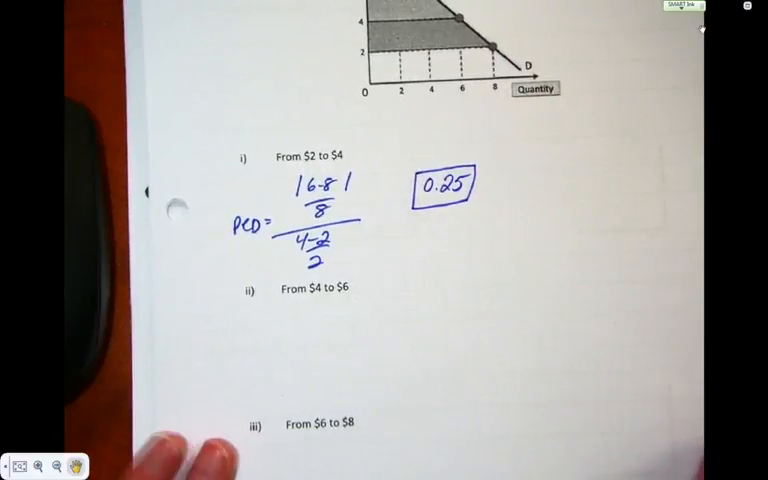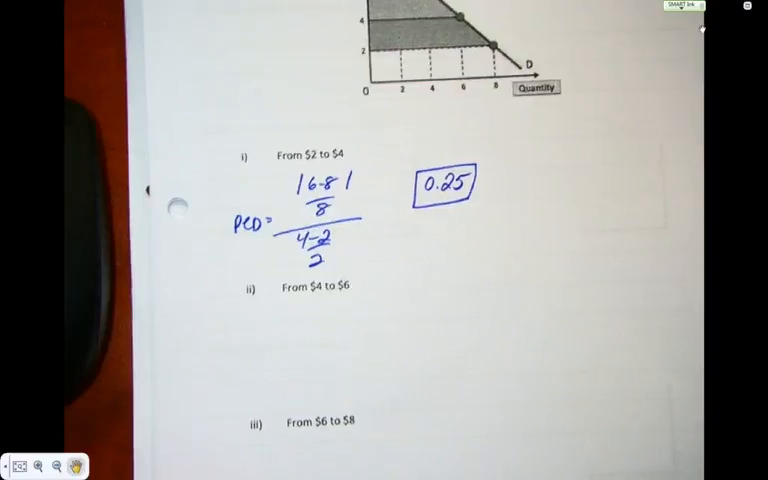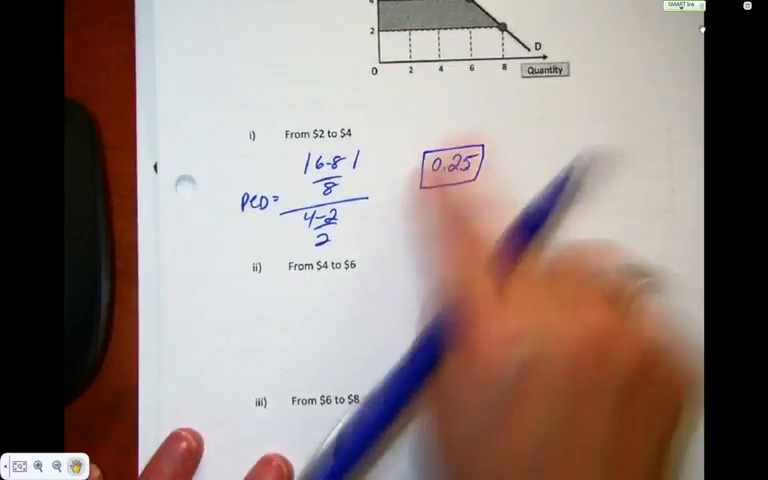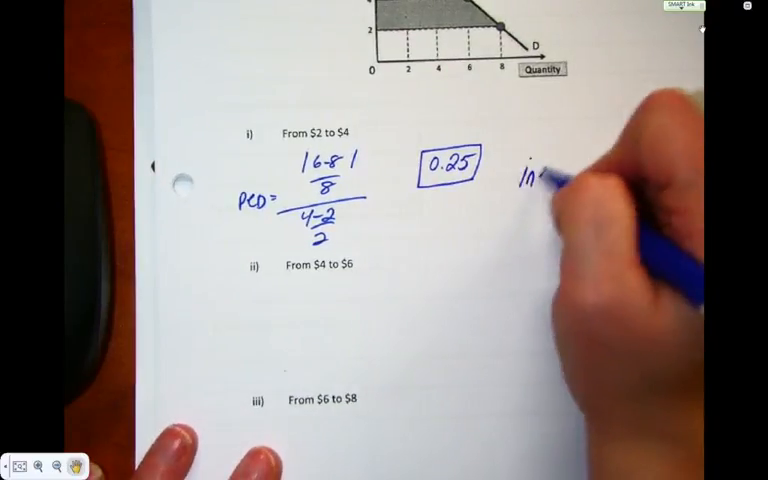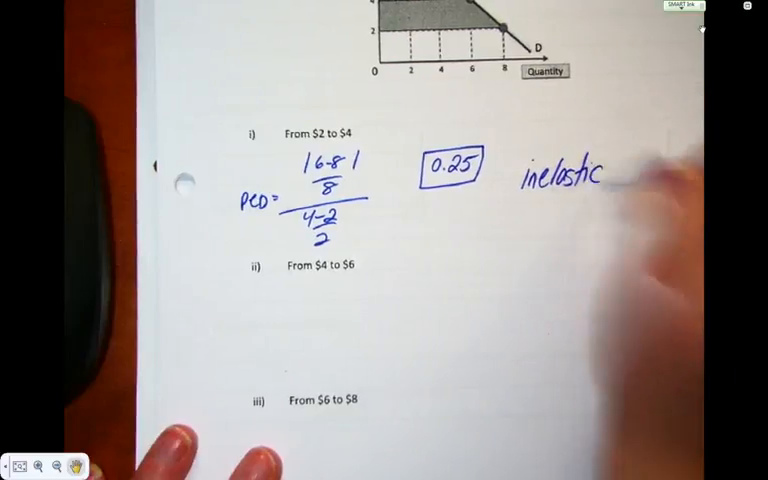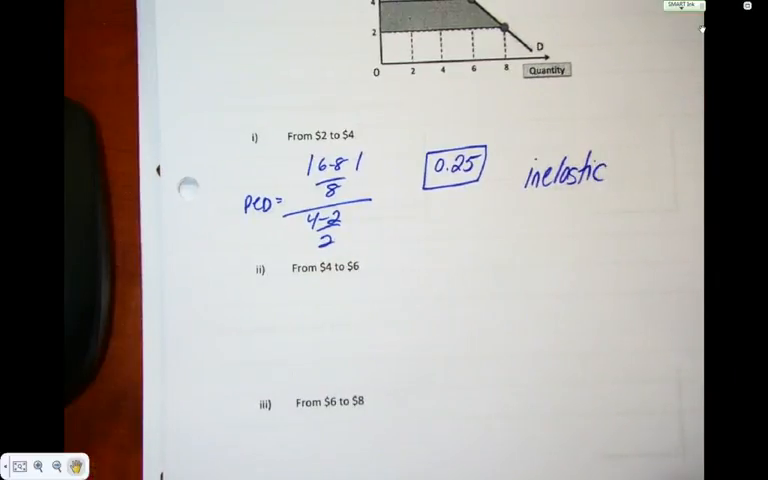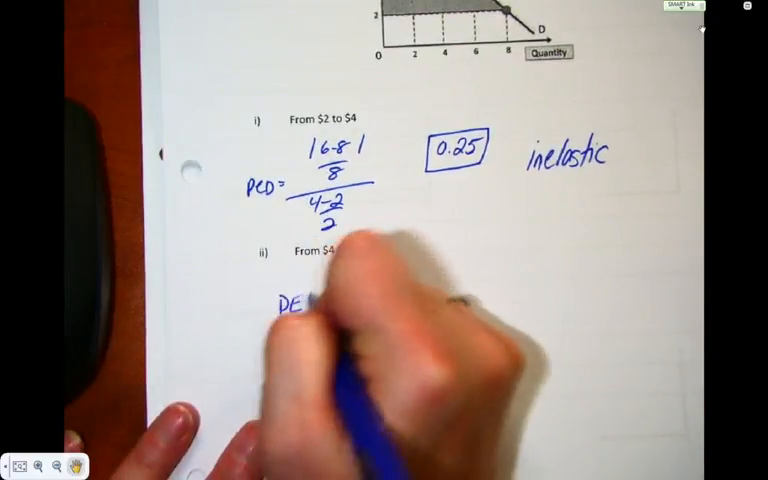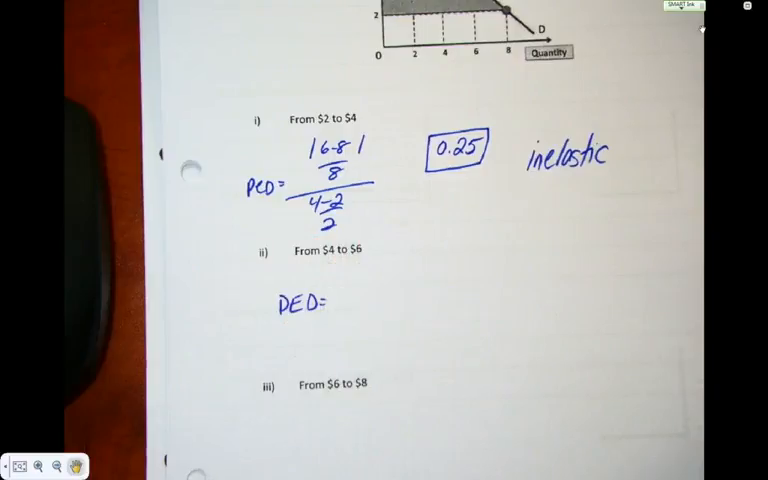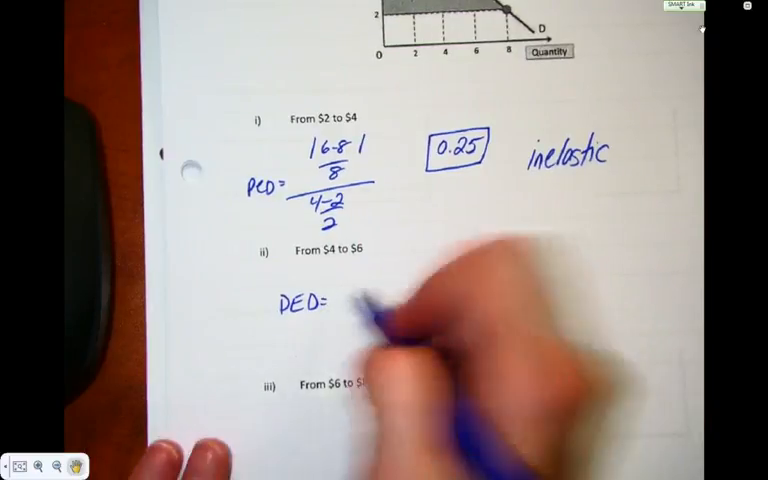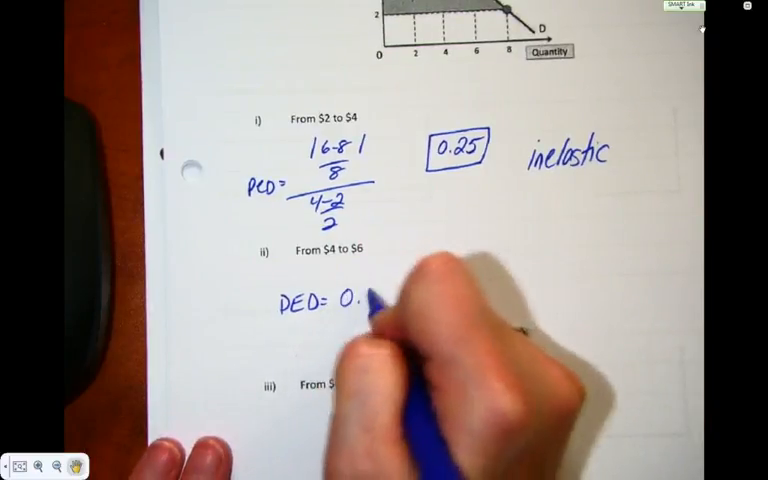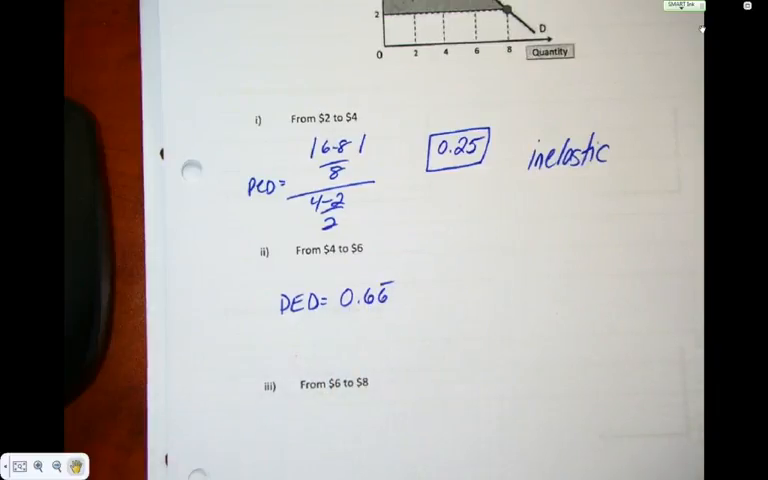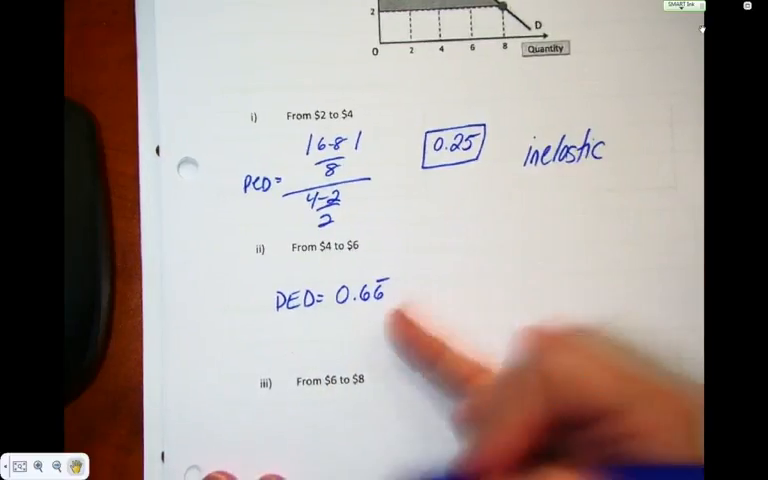So the 0.25. Oh, you can't see that. Okay, what does this mean? Inelastic. What does that mean? So even if they raise the price from 2 to 4, spending habits are not really going to change. I won't show the calculation for 2 and 3 because it's obviously the same. What was the number here? So 6 repeating. Okay, compare.